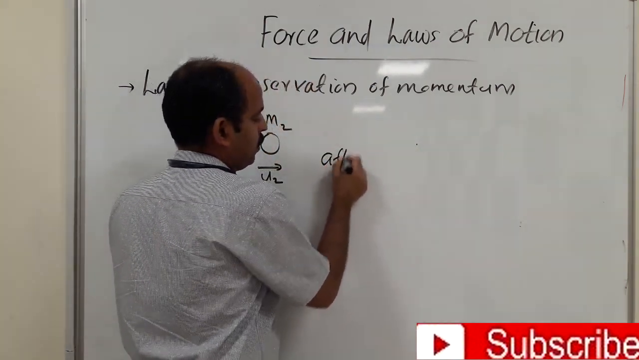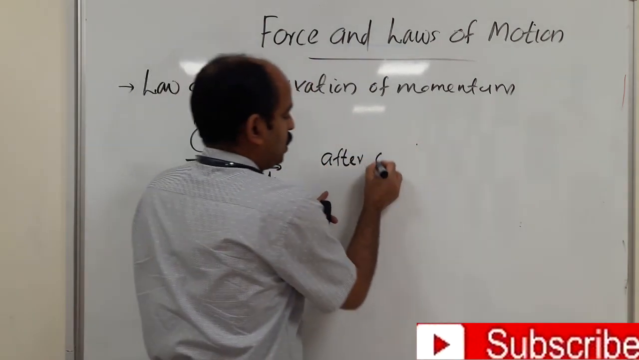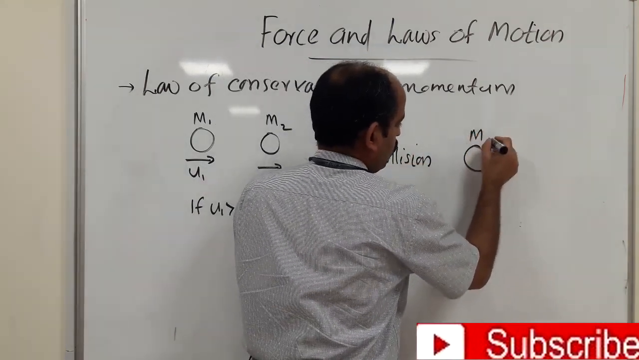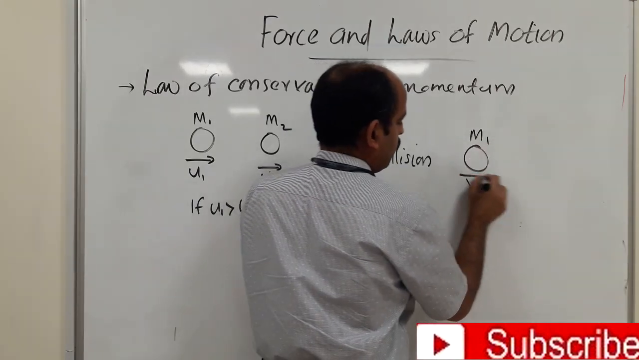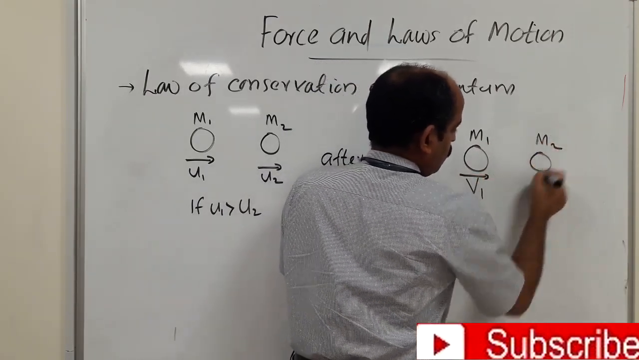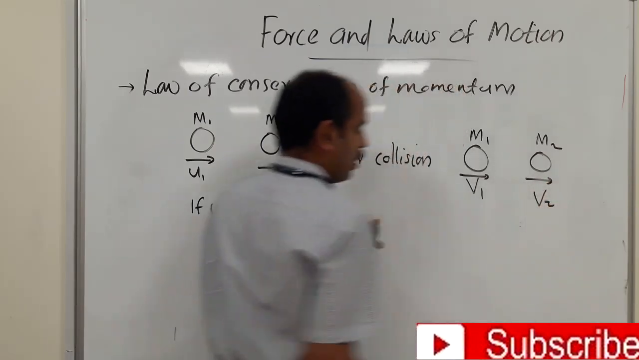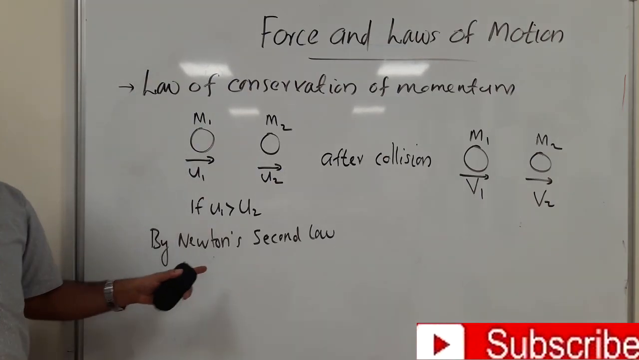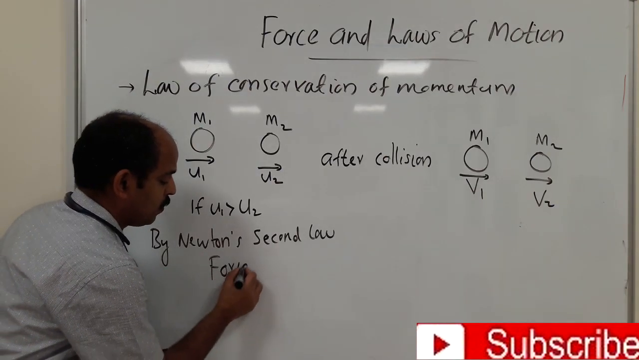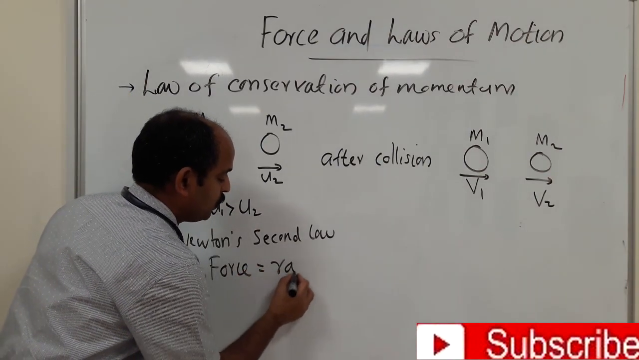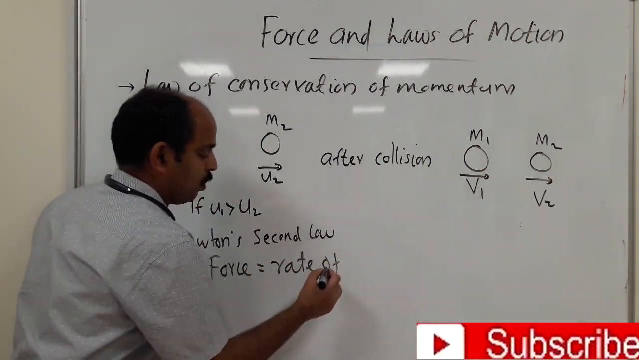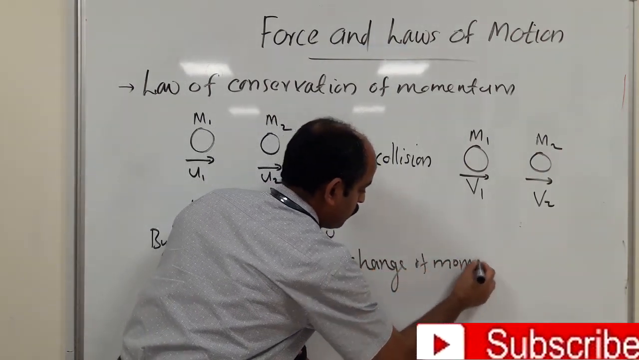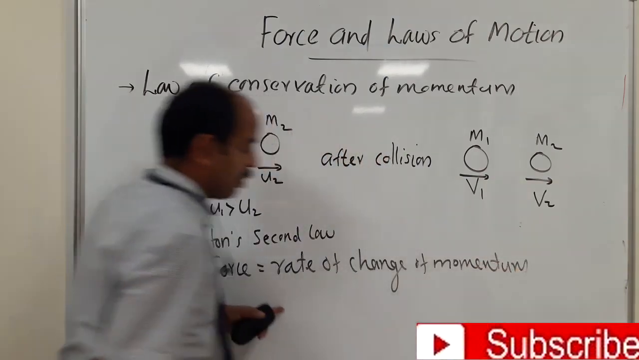So after collision, they travel with new velocities, v1 and v2. Okay, so their velocities become v1 and v2. By Newton's second law, force is equal to rate of change of momentum.